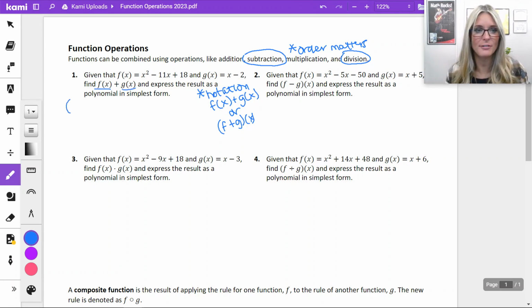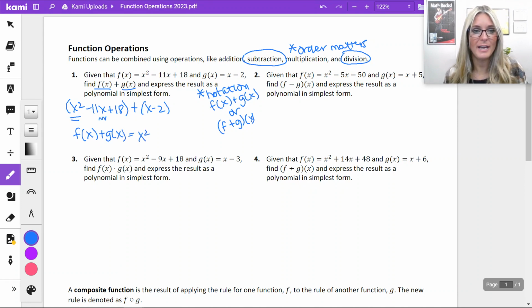So let's do that. F of x was x squared minus 11x plus 18 plus g of x was x minus 2. This is adding polynomials. This is combining like terms. So we only have an x squared term. I'm going to go ahead and label my answer, f of x plus g of x equals the x squared. I would combine my x terms, negative 11x plus 1x would give me negative 10x. And then we had 18 minus 2 gives me plus 16. Final answer. So adding functions, function operations.